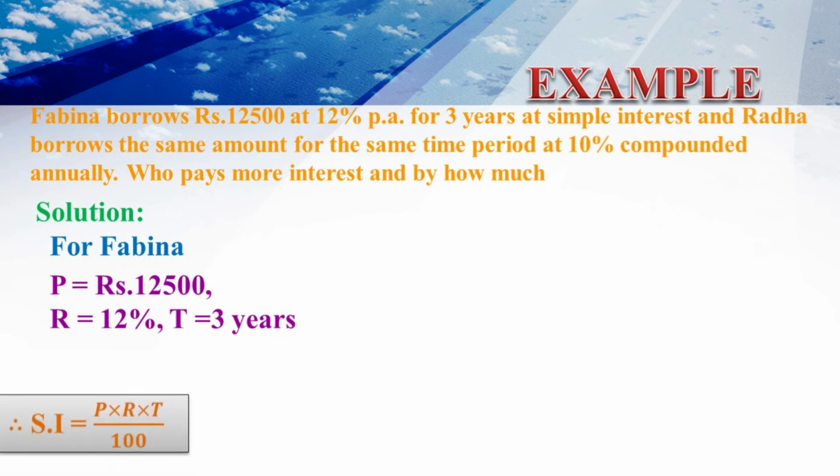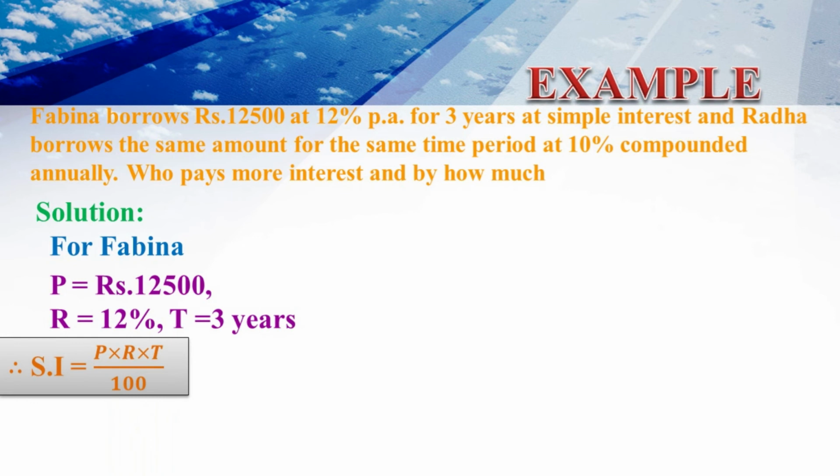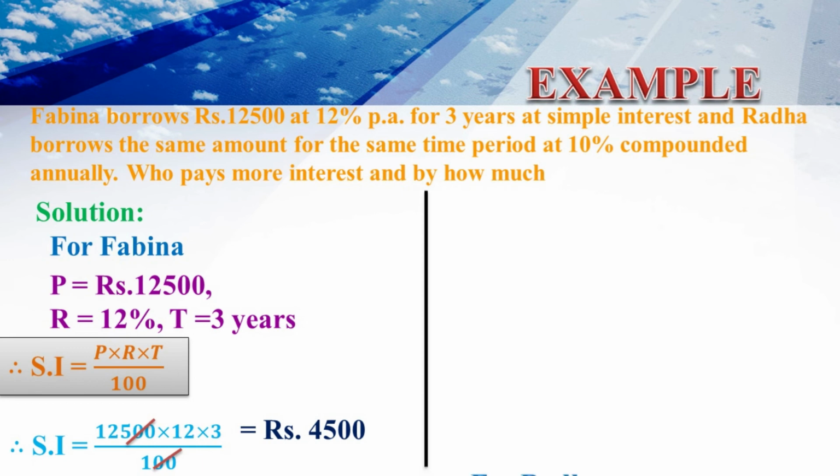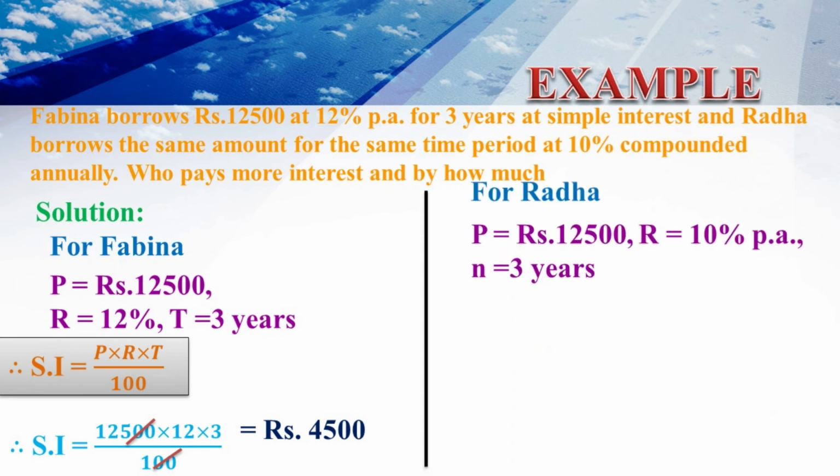Already we know the simple interest formula. PRT divided by 100. Now substituting the given values: 12,500 into 12 into 3 divided by 100. Cancelling by the common factor zeros, which is rupees 4,500. Now we will see for Radha.